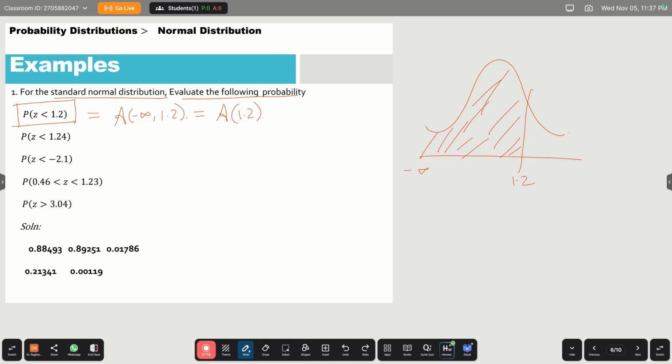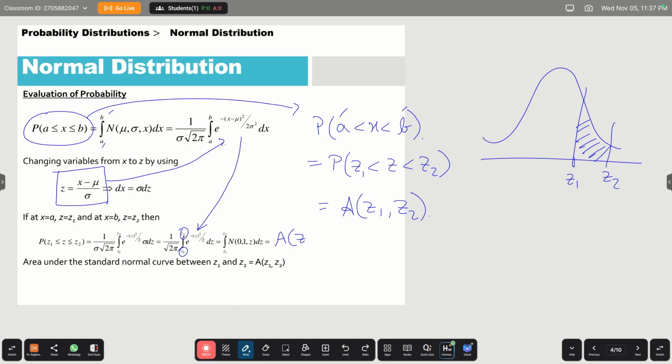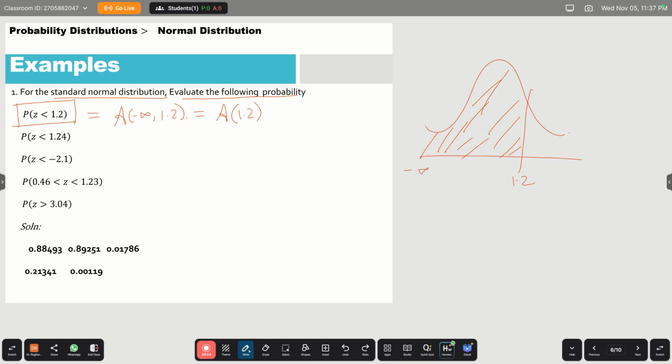It is just written as the area of 1.2. Every time we need not mention minus infinity, so we understand that it is from minus infinity. So the area up to 1.2, you can check it in the table. 1.2 is here, in the second table, and the area is 0.88493.